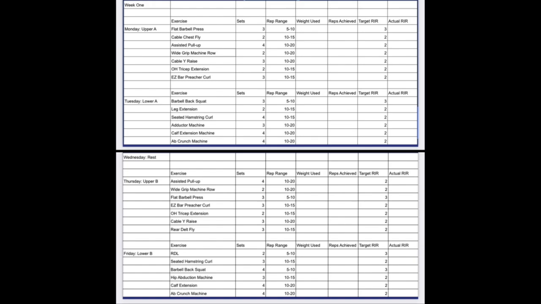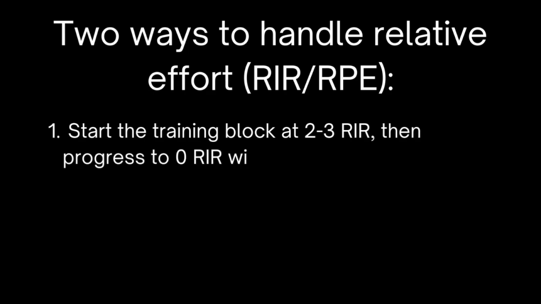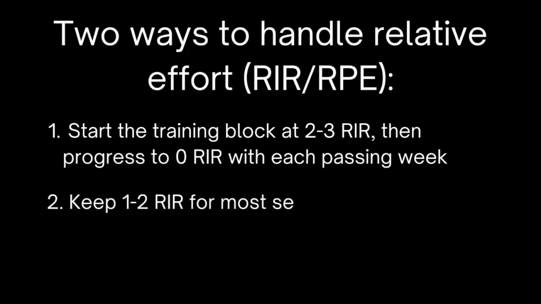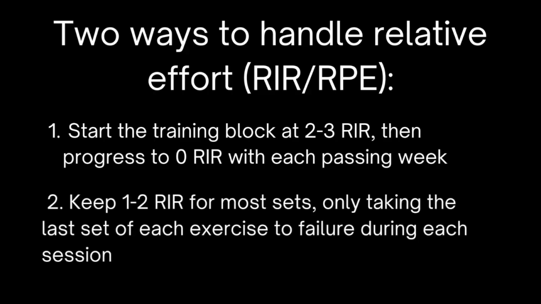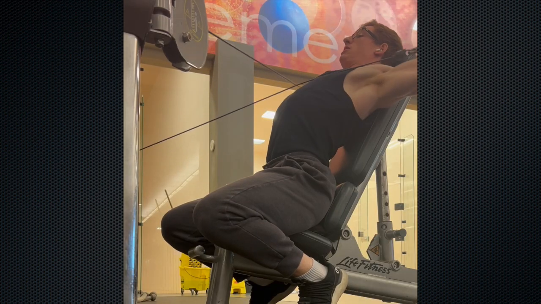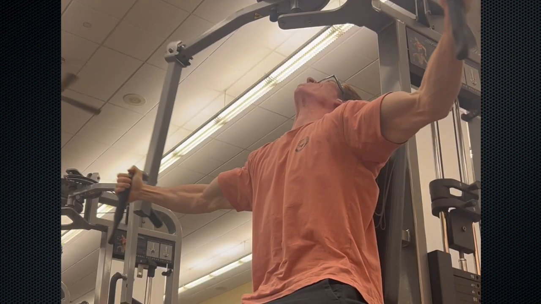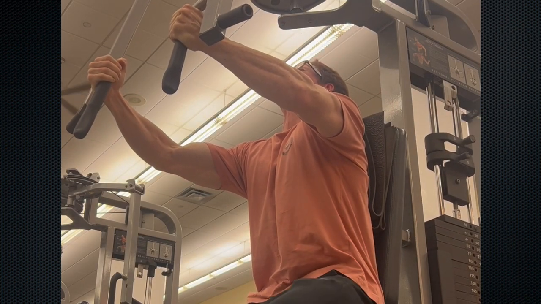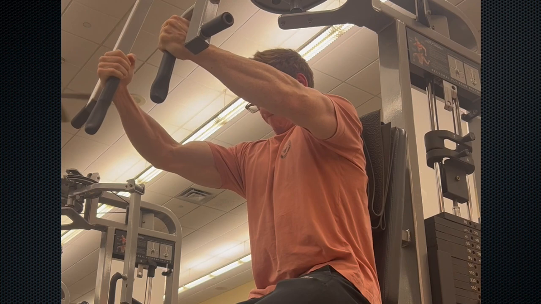There seem to be two schools of thought when it comes to progressing relative effort throughout the training block. Some people like to start out training with 2 to 3 reps in reserve at the beginning of the training block and then progress towards 0 reps in reserve with each passing week. Others like to keep 1 to 2 reps in reserve for most of their sets, only taking the last set of each exercise to all-out failure. I tend to do a mix of each in my own training, but I don't really think it matters as long as you train all the way to failure at some point so that you know what actual failure feels like. Otherwise, you will not be very good at gauging how close to failure you truly are.